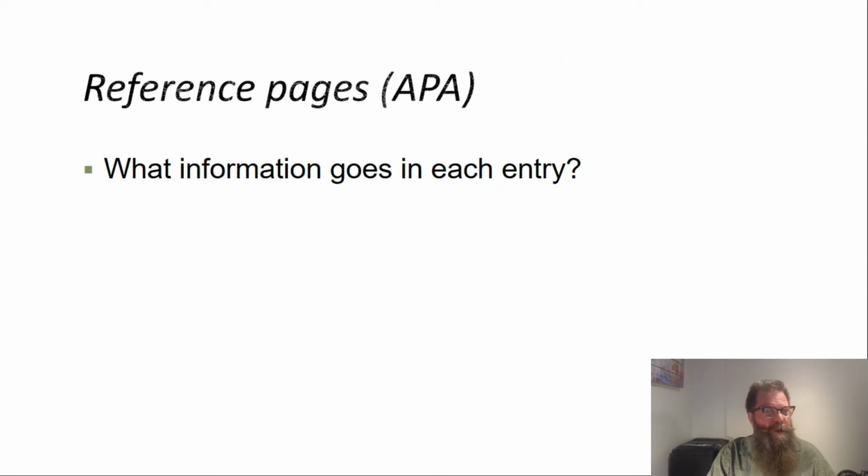What information goes in each entry? You'll see there's a lot of similar information that we had in that source sentence. The title, the date, though, it's not just the year, it's the whole thing if you've got it. The title, the URL. So it really depends on the type of source that you found. That was for a YouTube video. It's slightly different for a book, slightly different for a magazine, etc.